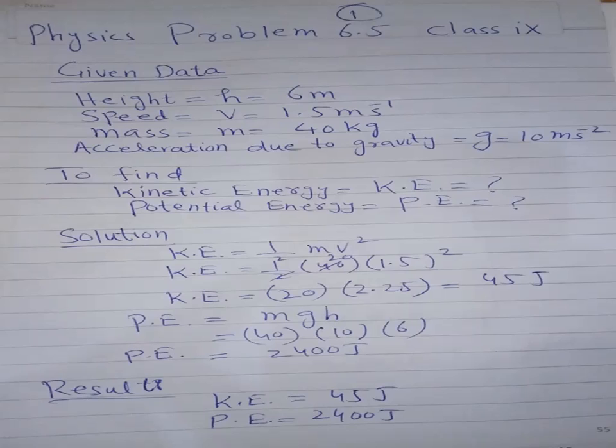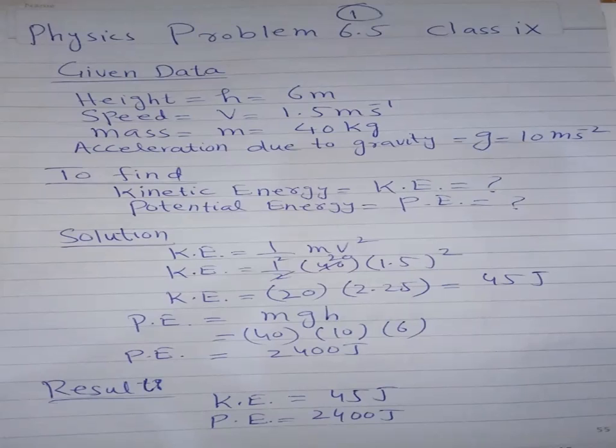I repeat the 6.5 problem statement. On reaching the top of a slope 6 meter high from its bottom, a cyclist has a speed of 1.5 meter per second. Find the kinetic energy and the potential energy of the cyclist. The mass of the cyclist and his bicycle is 40 kilograms.